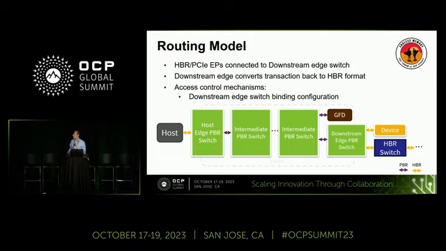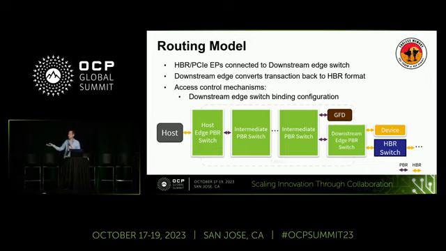If the traffic is bound for an HBR device, so maybe that's an SLD, type 1, type 2, type 3 device. Maybe it's a PCIe endpoint. Maybe it's an HBR switch, so it's a non-fabric switch with however many endpoints are connected to that. That's going to be routed through the switch to what we call the downstream edge. And it's going to be the responsibility of the downstream edge to convert that PBR transaction back to HBR format.